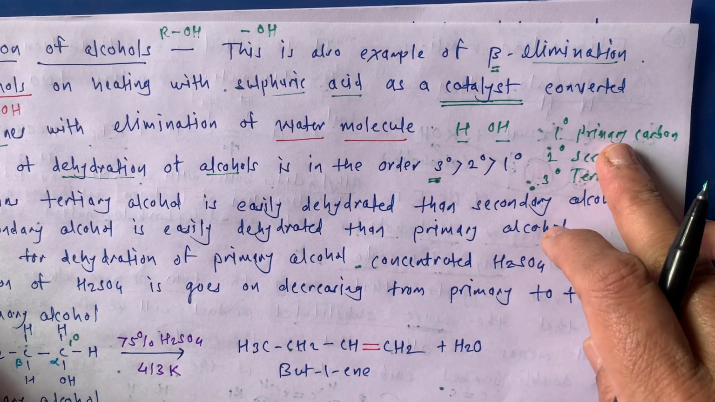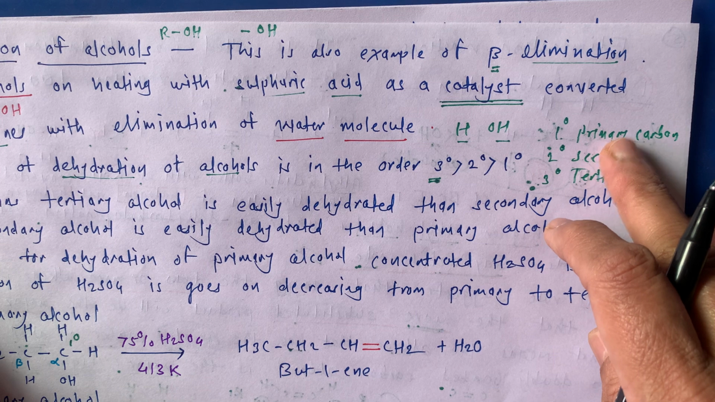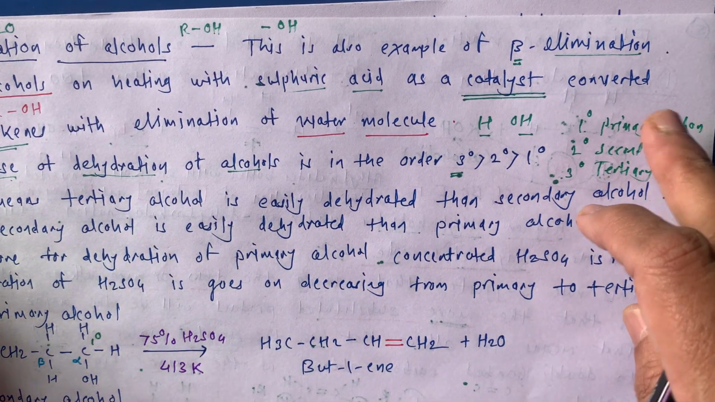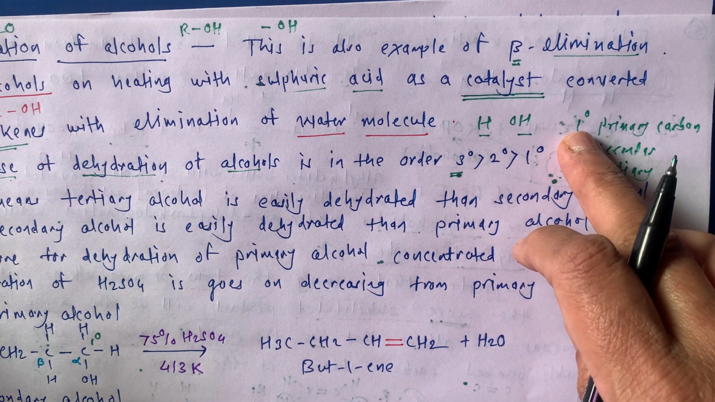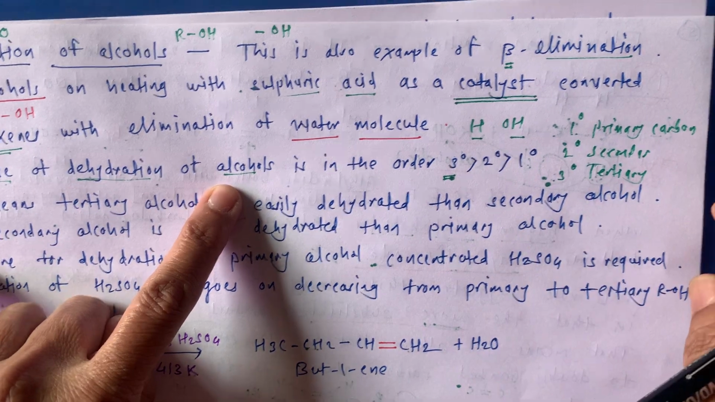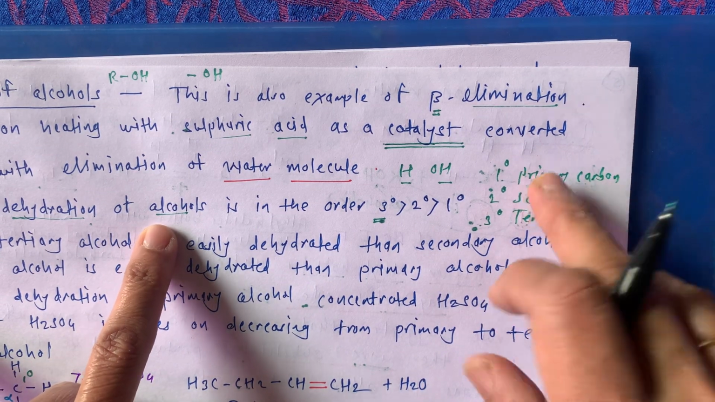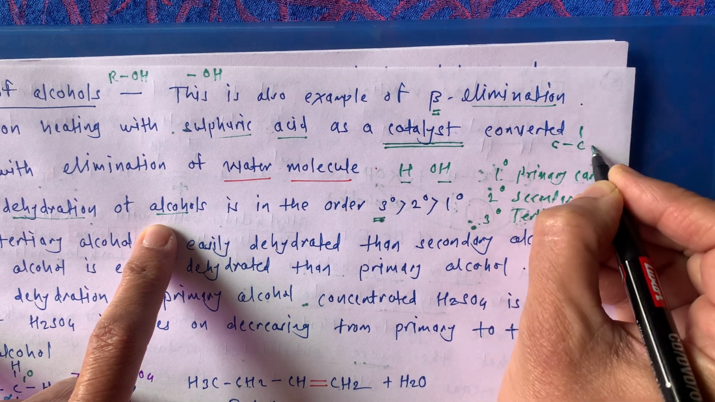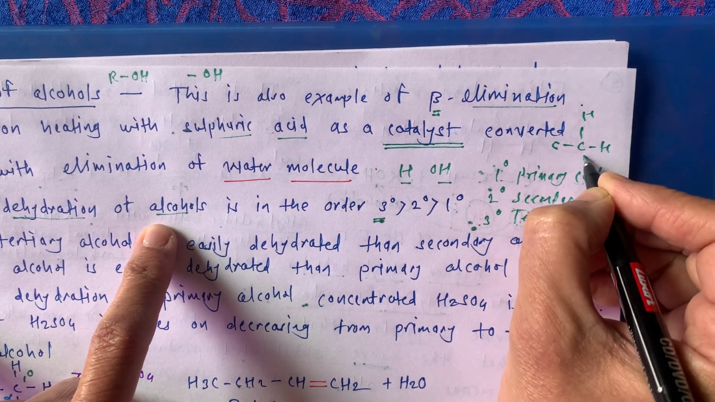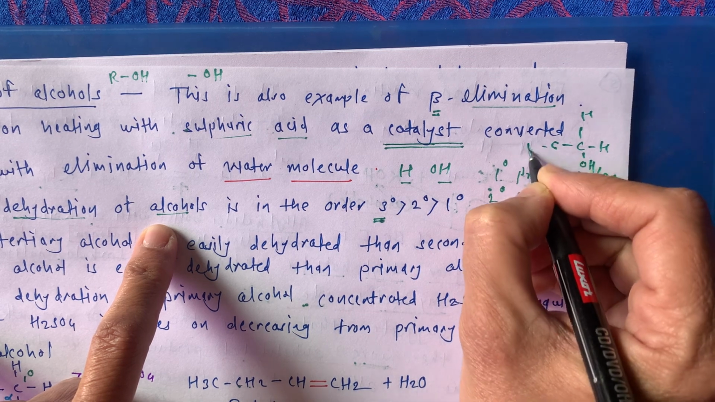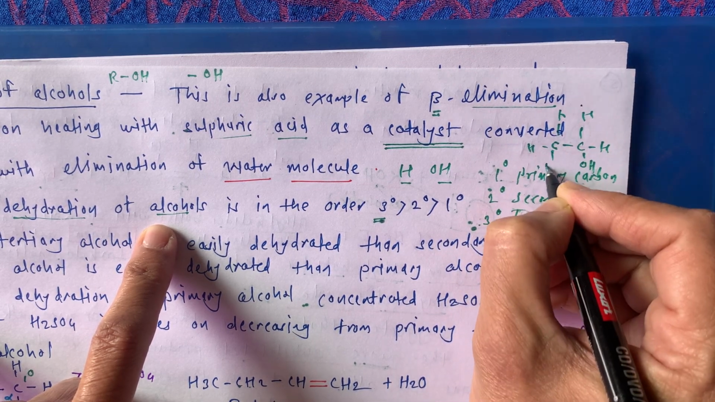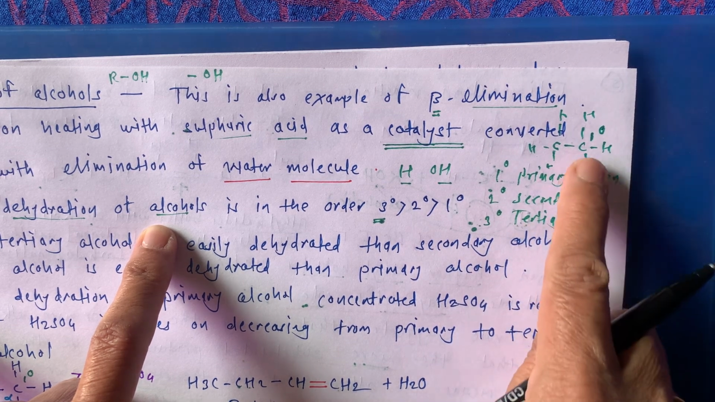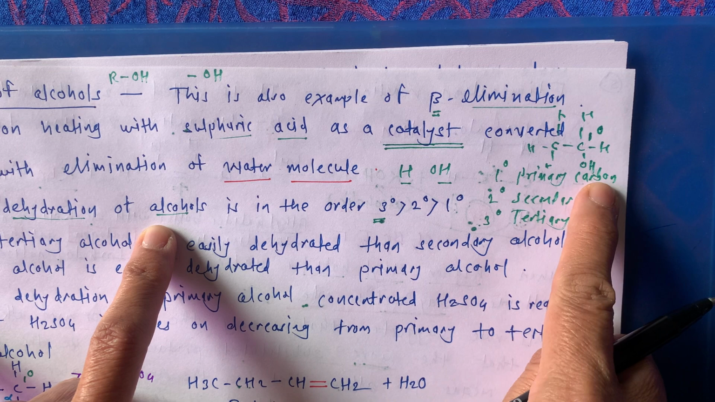What is the definition of a primary carbon? Primary carbon means when a carbon is attached to one other carbon, then that carbon is known as a primary carbon. In the case of alcohol, if to this primary carbon an OH group is attached, suppose this is C, this is another C here, okay, and to this C there is an OH attached like this, then this is a primary alcohol, because this carbon is primary. So this is our primary alcohol.